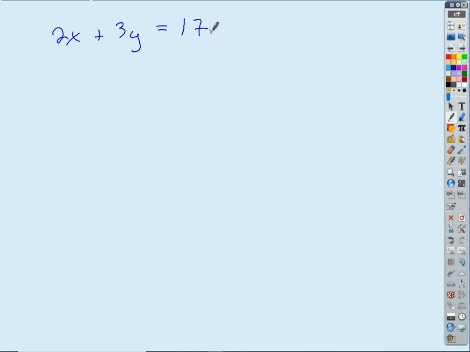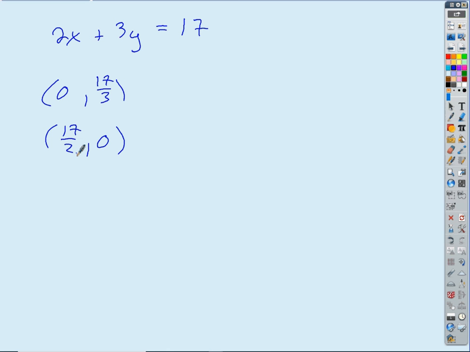If I want to find a solution to this, I could find an ordered pair that works. Let's find the one where x is 0. When x is 0, what would y have to be? As a fraction, it would be 17 thirds. So there's a solution, right? That corresponds to a point in the xy plane, doesn't it? Let's find another one. How about when y equals 0? x would equal 17 halves.